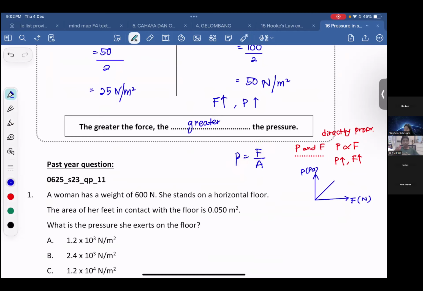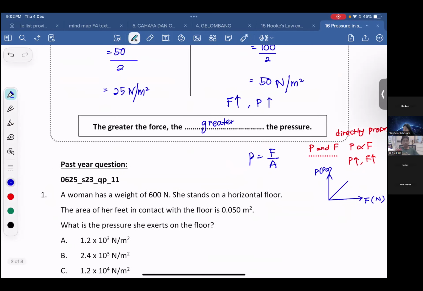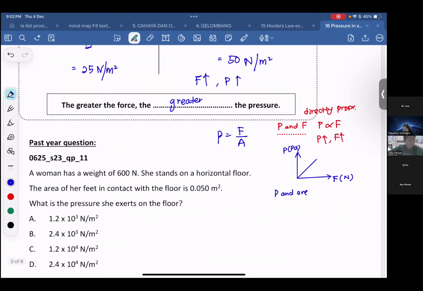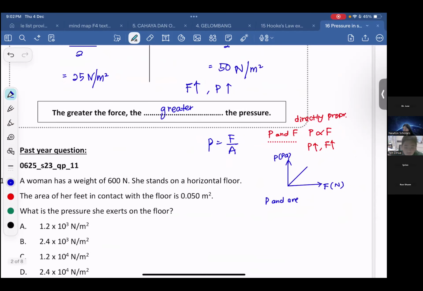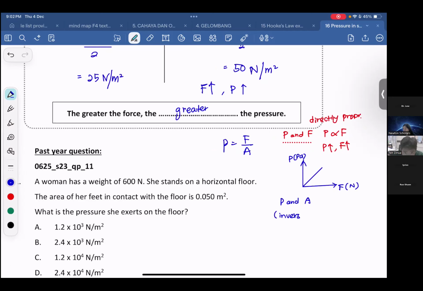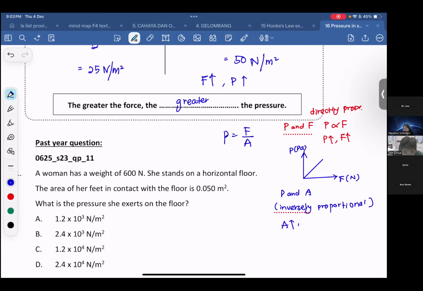Okay, here is area. What is the relationship between pressure and area? Their relationship is called inversely proportional. Okay, what does inversely proportional mean? It means that when your area increases, pressure decreases. The greater the area, actually the pressure that we experience will be smaller.